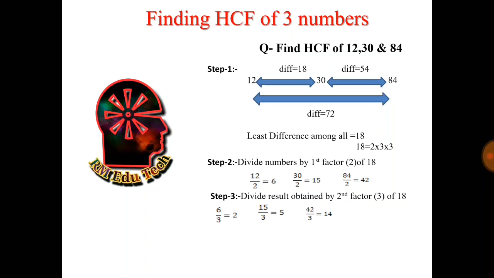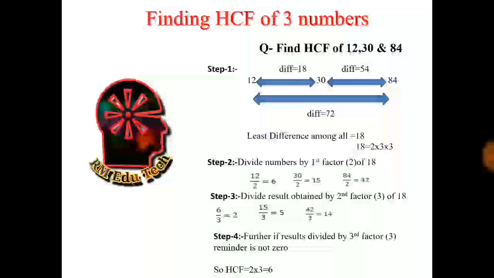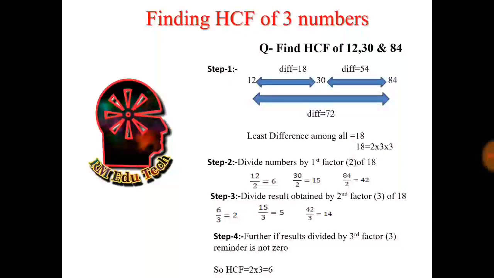Now we will try to divide the result of the third step by the next factor, that is 3. So when we try the next factor, 3, on each result of the previous step, 2 divided by 3, remainder is present. 5 divided by 3, remainder is present. 14 divided by 3, remainder is present. So cancel the last factor, that is 3. So the remaining factors are 2 and 3, which will divide completely the three numbers. So the HCF of the three numbers is 2 into 3.